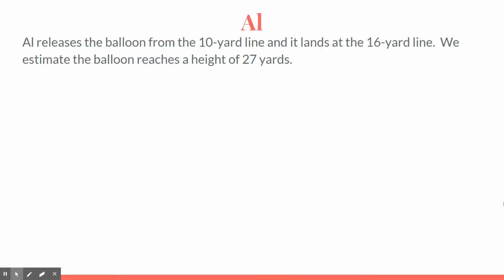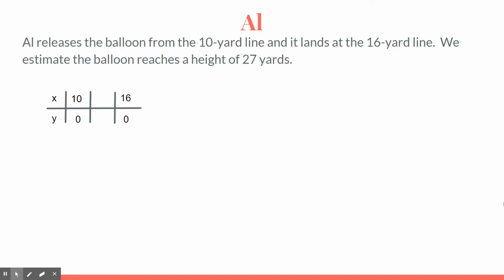Let's move on to our last contestant. All right, the information that's given to us, we have to extract it and figure out what the table is going to be. So he releases the balloon from the 10-yard line, and it lands at the 16-yard line. Okay, so I'm going to go ahead and set up my table. If it's coming in at the 10-yard line, that means it's going to be at (10, 0). If it's going to land at the 16-yard line, that's at (16, 0).